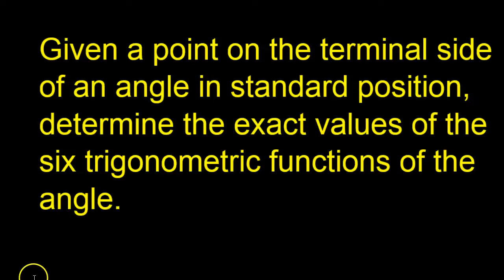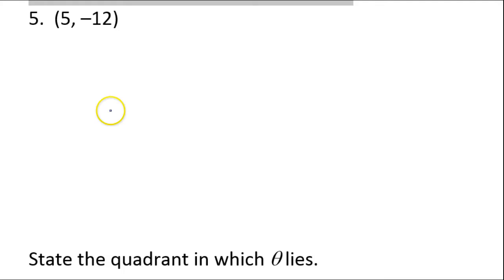Given a point on the terminal side of an angle in standard position, determine the exact values of the 6 trigonometric functions of the angle. That's what this video is about. So looking at number 5, we're given the point 5, negative 12. Let's go ahead and sketch where that point would be. So let's do a little sketch over here off to the side.